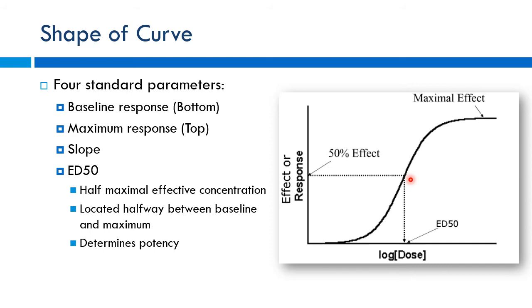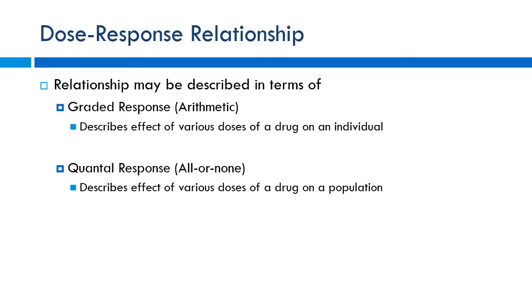And then the ED50 is going to be the half maximal effective concentration. It should be located 50% halfway between the top and the bottom of the graph there, and is going to help us to determine potency. What do we say potency was? How much drug I need to actually cause the effect I'm looking for, essentially, right? And that's useful for comparing different drugs together. So we can look at the graph a few different ways.